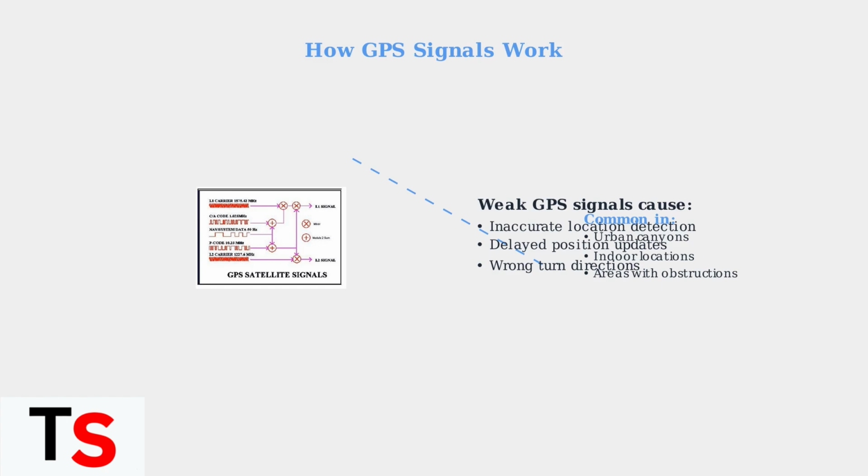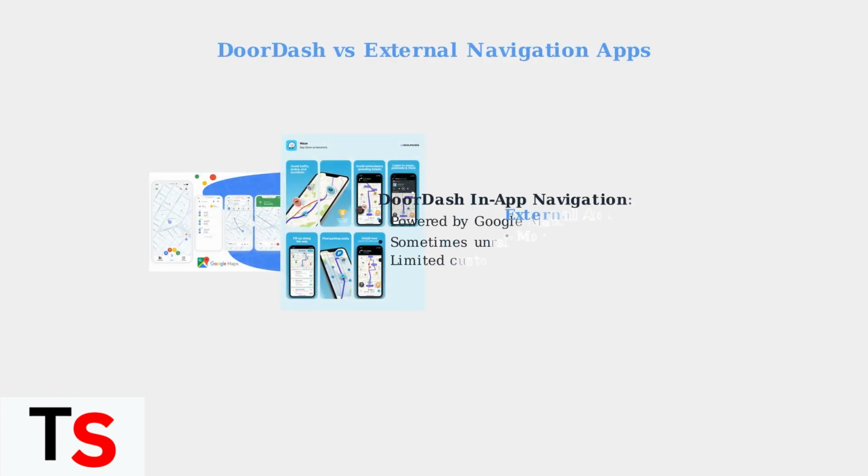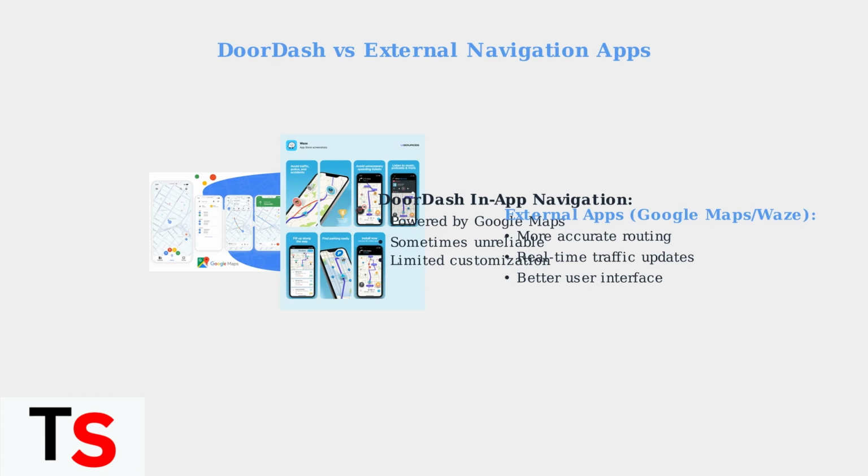provide delayed position updates. While DoorDash's in-app navigation is powered by Google Maps, many drivers find it less reliable than using Google Maps or Waze directly. External apps often provide more accurate routing and better real-time traffic information.